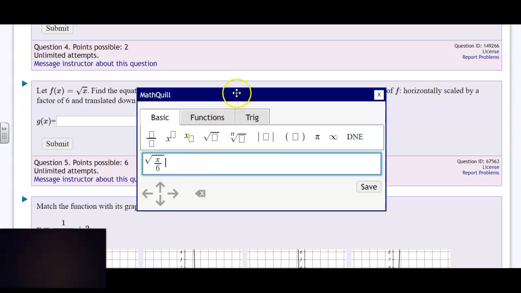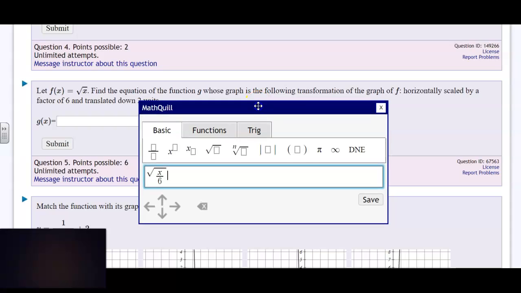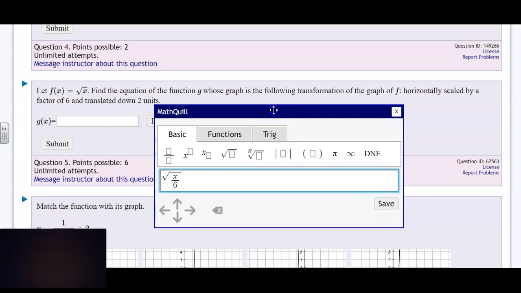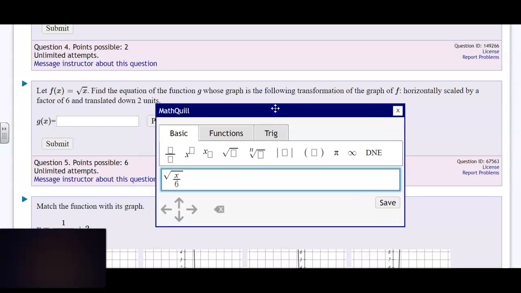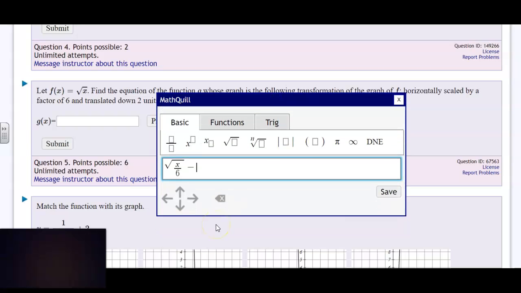Again, horizontal scaling means stretch or shrink, so it's a multiplier. It's either 6x or 1 over 6. They should have said horizontally compressed, so 1/6. There should be better language there. And translated down 2 units, so it's going to be -2. That's how you're going to handle that one. All right.